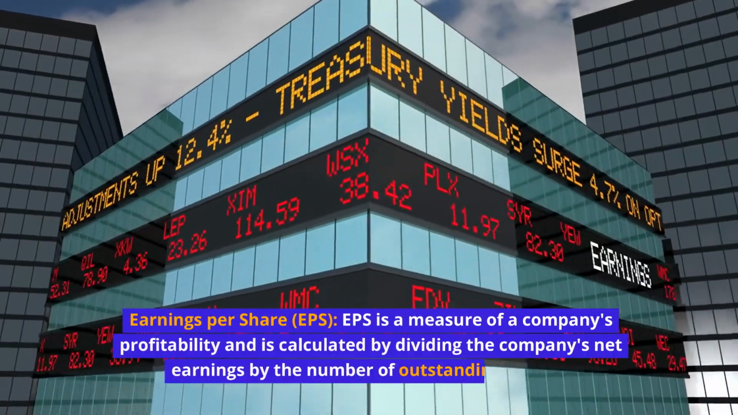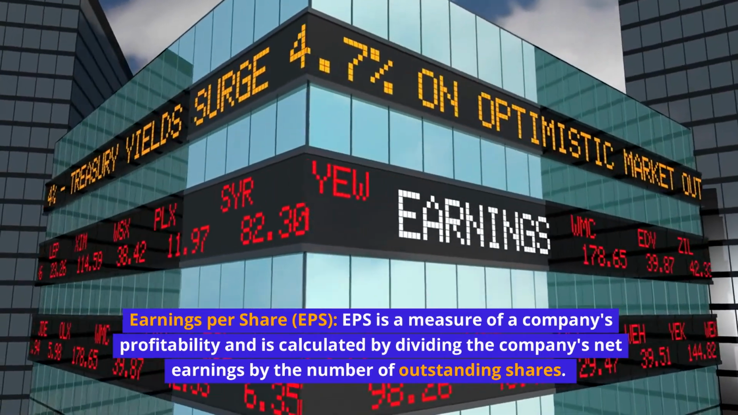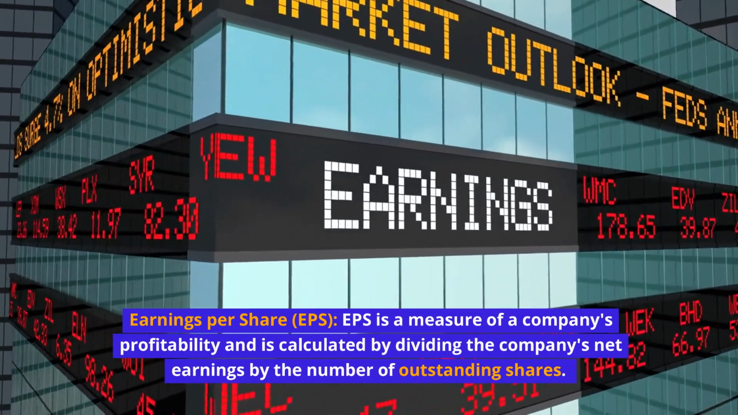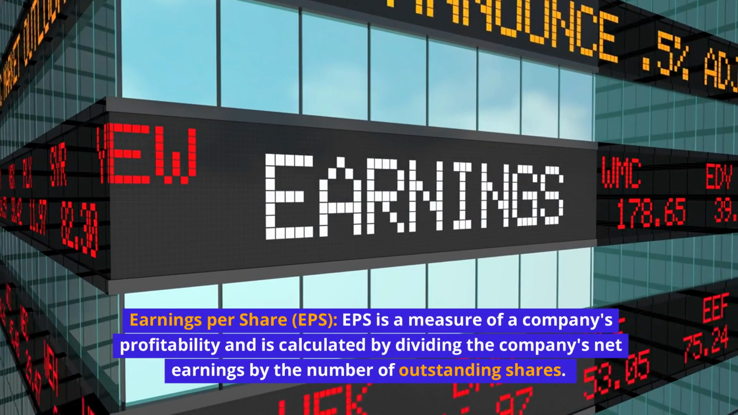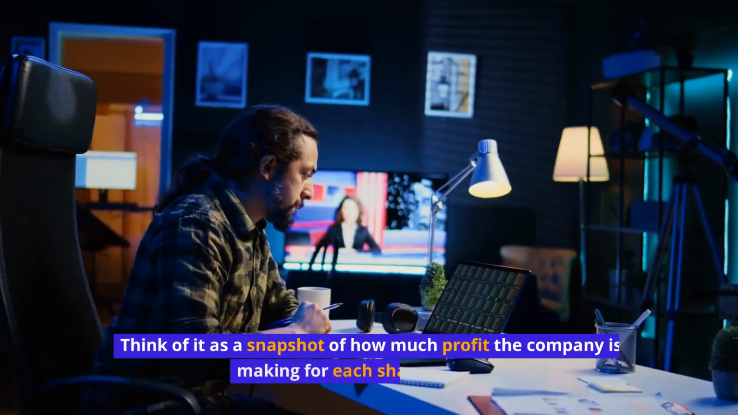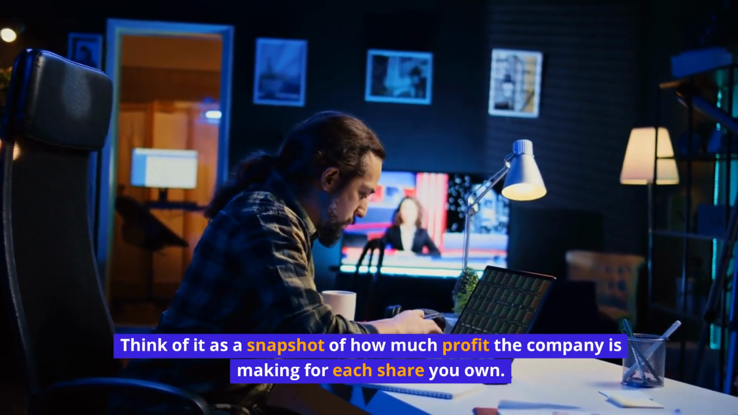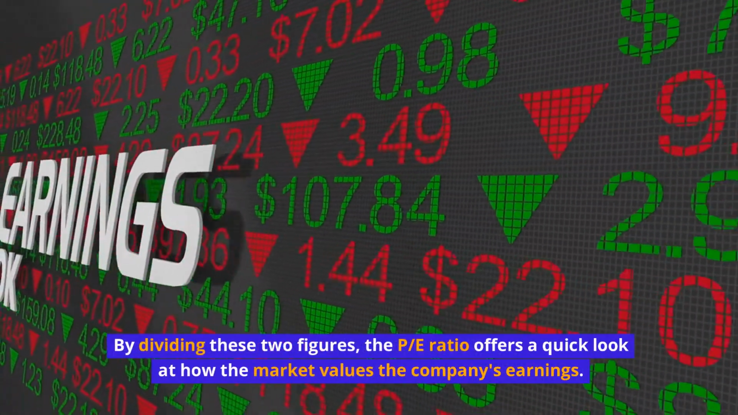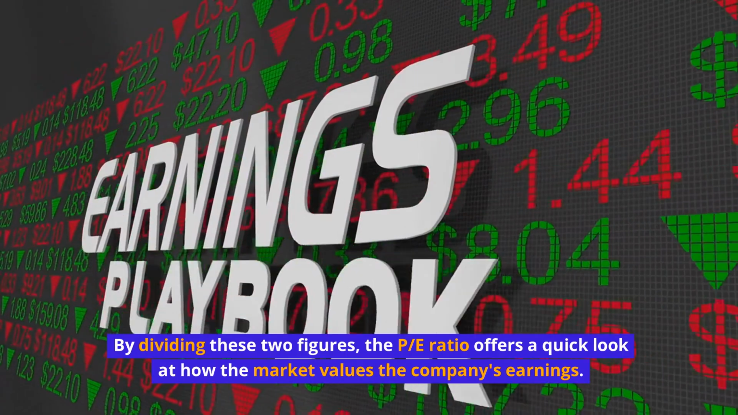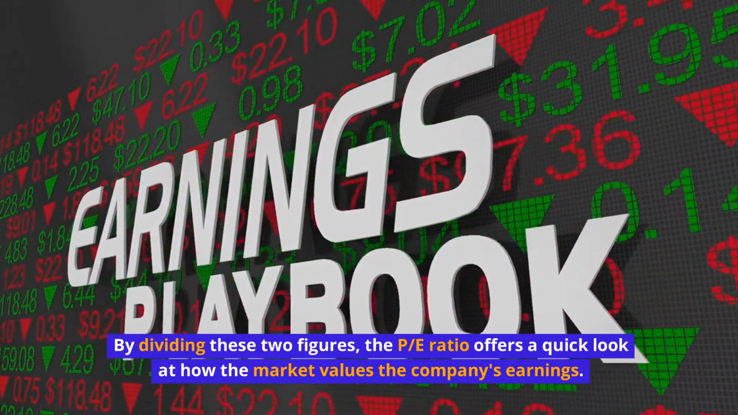Earnings per share, EPS. EPS is a measure of a company's profitability and is calculated by dividing the company's net earnings by the number of outstanding shares. Think of it as a snapshot of how much profit the company is making for each share you own. By dividing these two figures, the P/E ratio offers a quick look at how the market values the company's earnings.